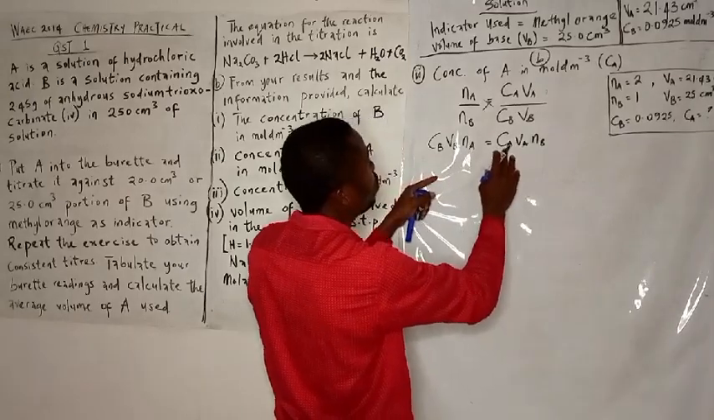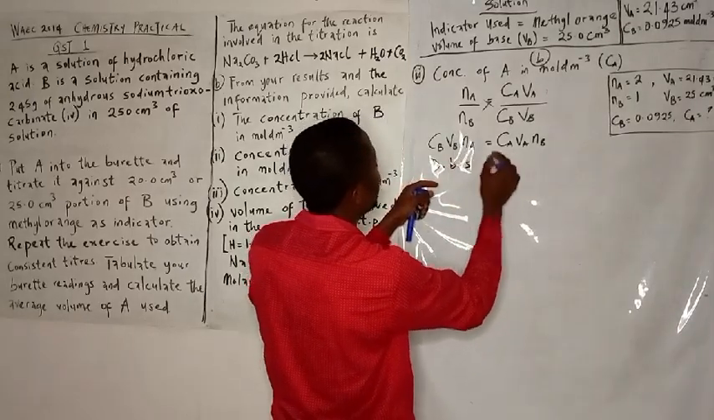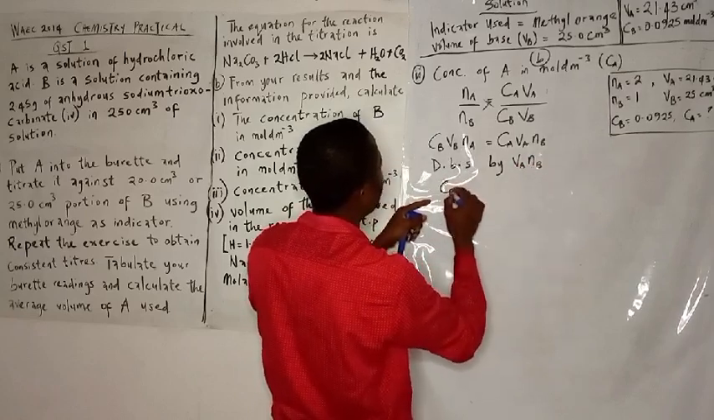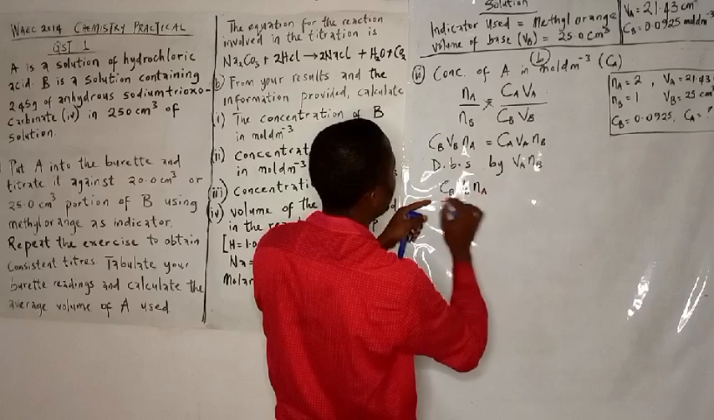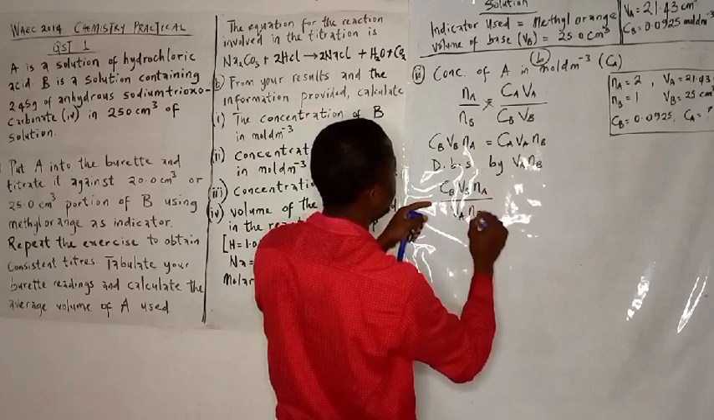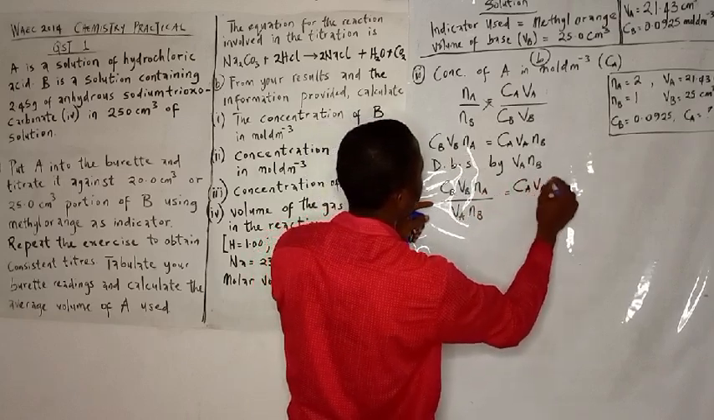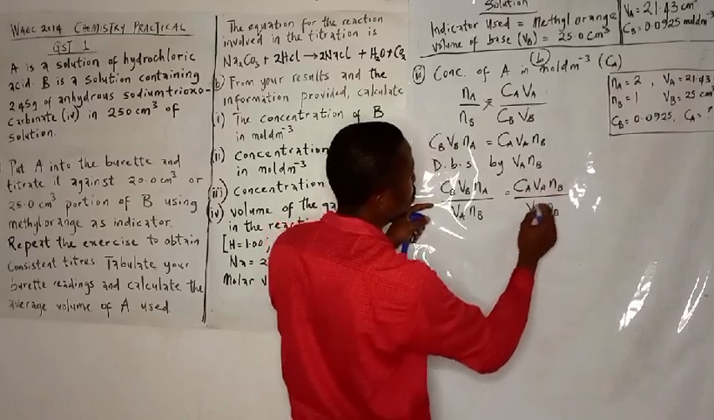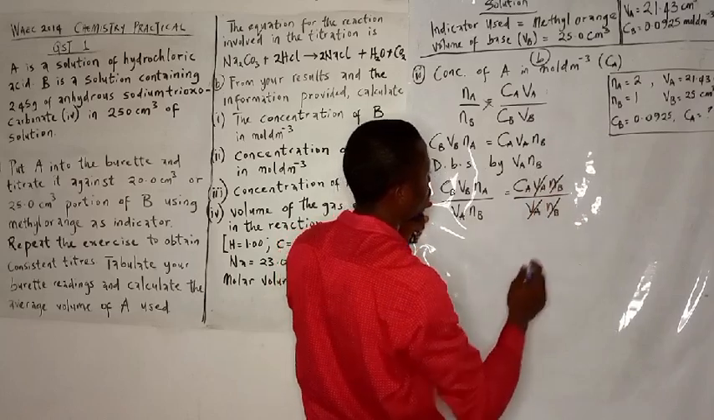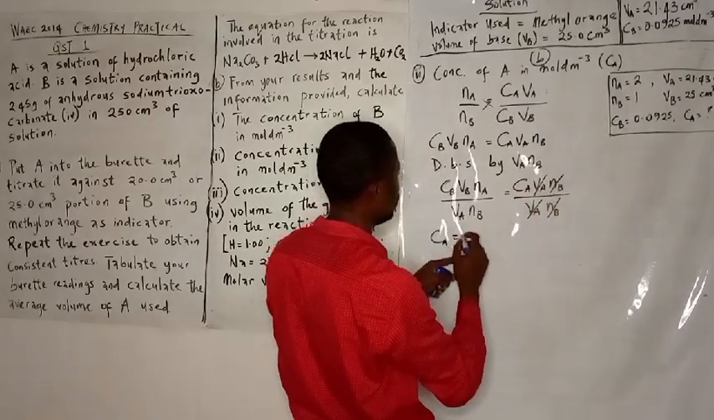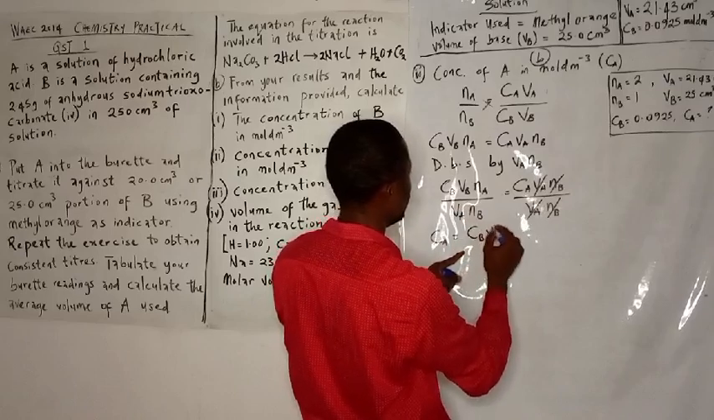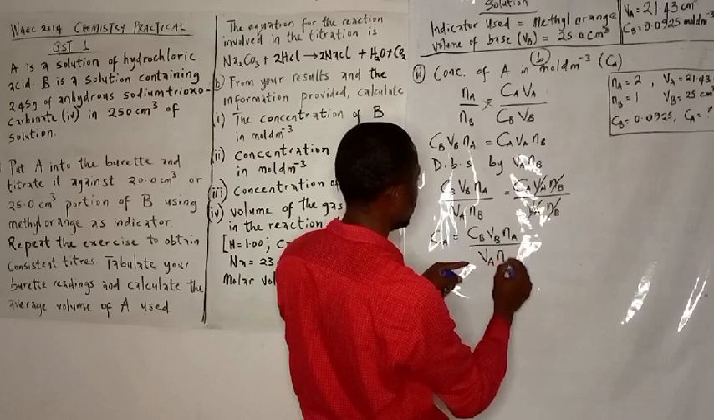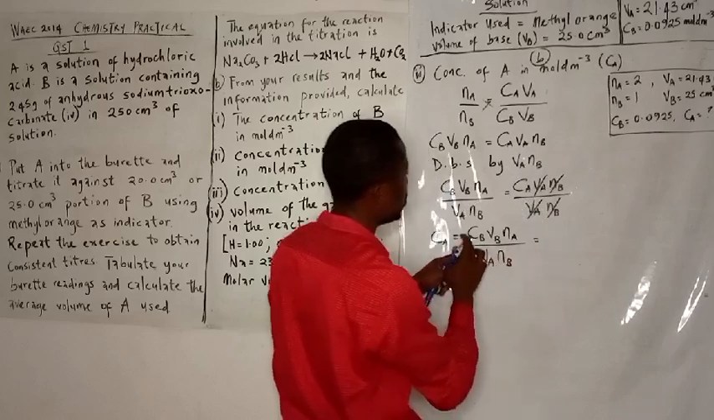So to make Ca the subject of the formula, we divide both sides by VaNb. So CbVbNa all over VaNb is equal to CaVaNb all over VaNb. And why we are doing that is so that Va can cancel Va, Nb can cancel Nb, and then Ca will be equal to CbVbNa all over VaNb.